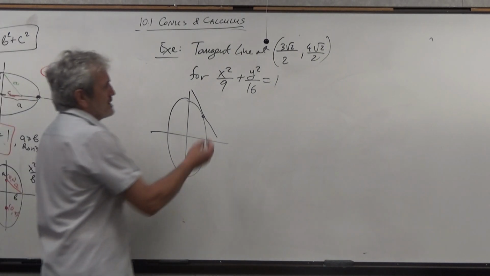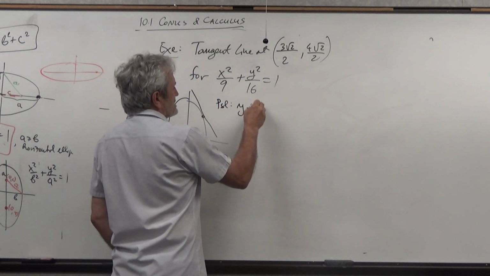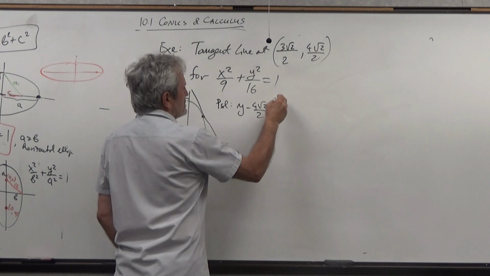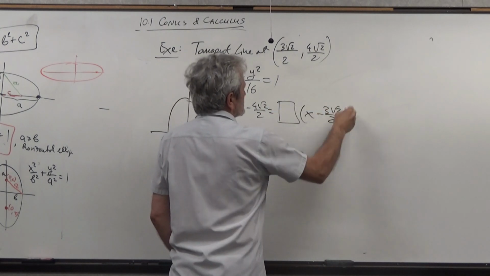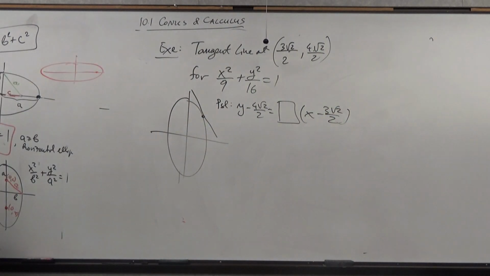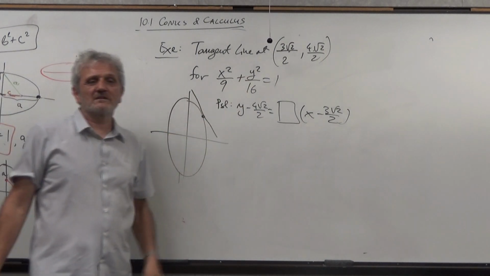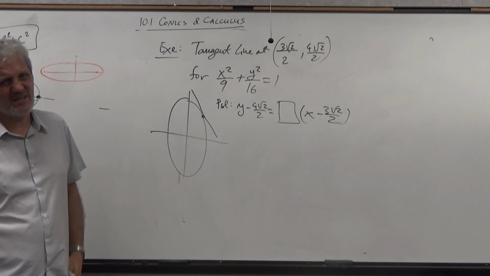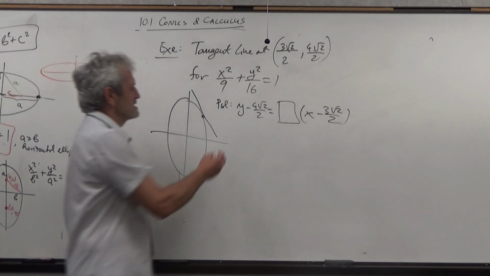So what would that be? Point slope. y minus 4 root 2 over 2 equals my slope times (x minus 3 root 2). I copy the point. The only thing I need is a slope. The real problem is that even for my slope, I would need to solve it in terms of y. Instead of doing that, which I don't like because derivatives will be unpleasant, I'll do implicit differentiation.